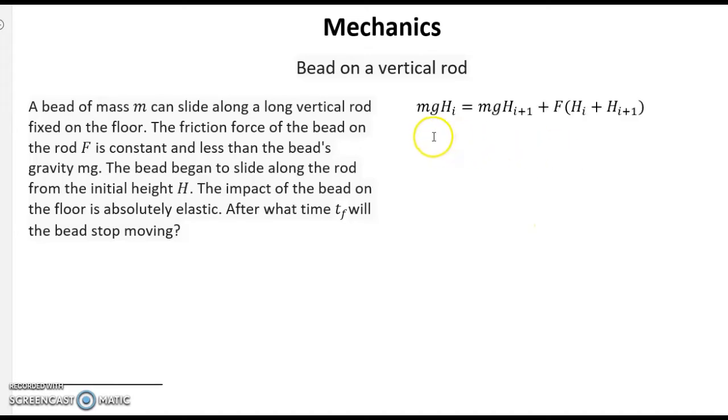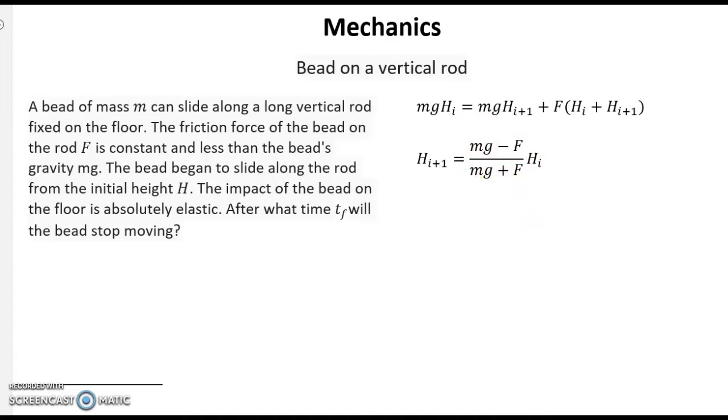We have initial potential energy mgh_i equal to final potential energy mgh_i+1 plus work done by the force of friction, which is the force of friction multiplied by the total distance, which is h_i + h_i+1. From this formula we can count what is the next height. That will be this expression. We see that for the heights we have a geometric progression with this coefficient.